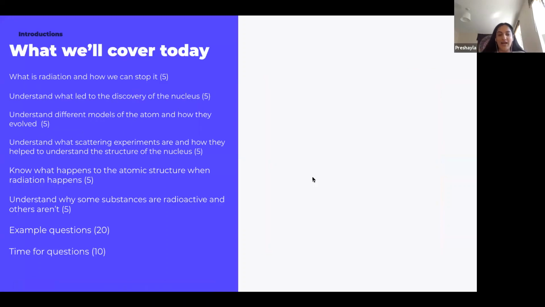So what we're going to be covering today is what is radiation and how we can stop it. So we're moving on to a new topic of radiation, alpha, beta and gamma, that sort of thing. Understand what led to the discovery of the nucleus, understand different models of the atom and how they evolved, understand what scattering experiments are and how they helped us to understand the structure of the nucleus, know what happens to the atomic structure when radiation happens, and understand why some substances are radioactive and others aren't. We'll go through some example questions and we'll have time for your questions at the end.